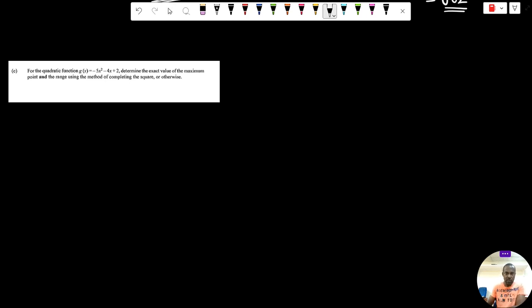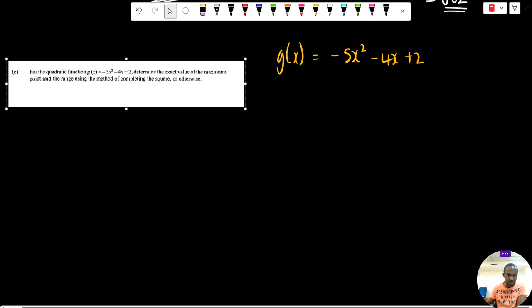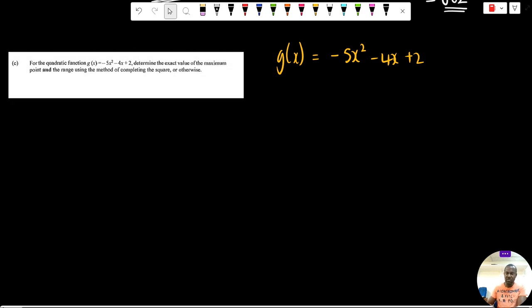Now, part C says, for the quadratic function g of x, let's write it down. g of x equals minus 5x squared minus 4x plus 2. Determine the exact value of the maximum point and the range using the method of completing the square or otherwise. So they basically tell us that we are supposed to determine the value of the maximum point. All right, so the maximum point or the maximum value rather typically refers to the y value at the turning point.